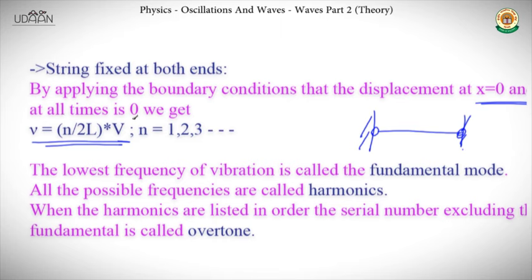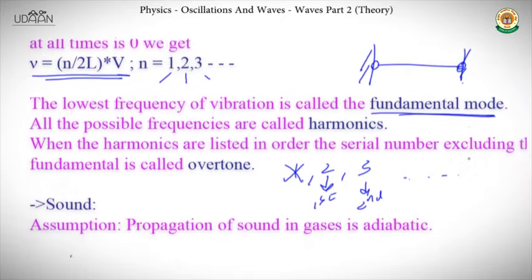For n = 1, it is called the fundamental mode. And each of these is called a harmonic. This is the first harmonic, second, third, and so on. And then from this, if you remove the first, that is the fundamental mode, from 1, 2, 3, you remove this, what remains is called an overtone. This is the first overtone, this is the second overtone, and so on. This terminology will be used for each and every case, and it will be very useful in problems.